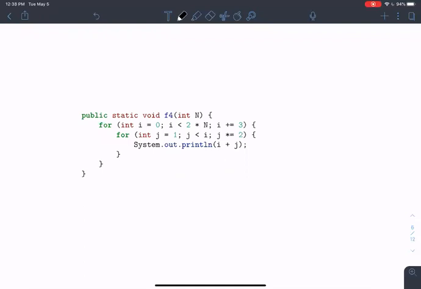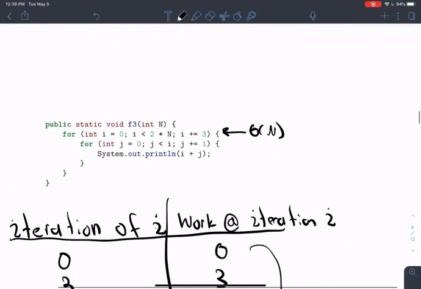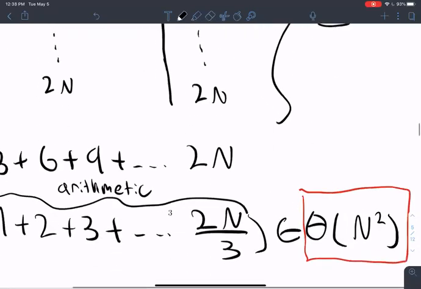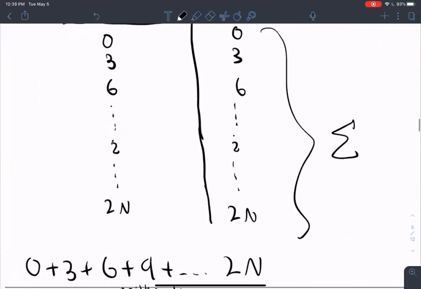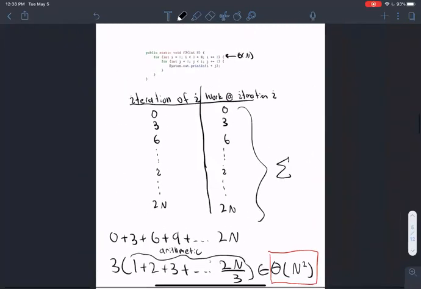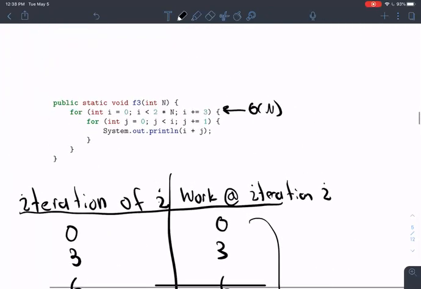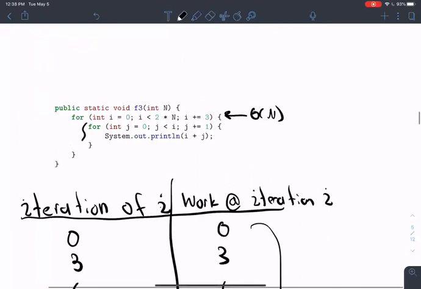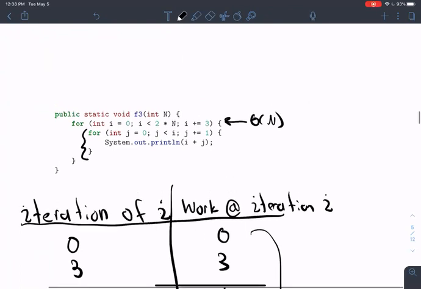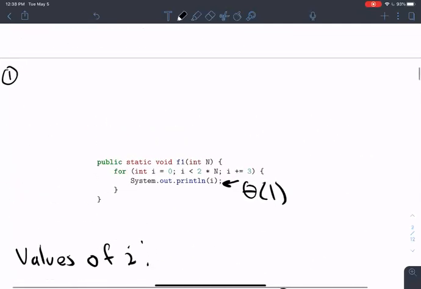Wait, sorry, I just have a quick question about the previous one. Did you say the runtime for F3 was n squared? Yeah. Doesn't the inner loop run in n squared itself, or no? It runs in n. You mean this? Yeah. No, so this inner loop is basically the same as the first one we did, right?